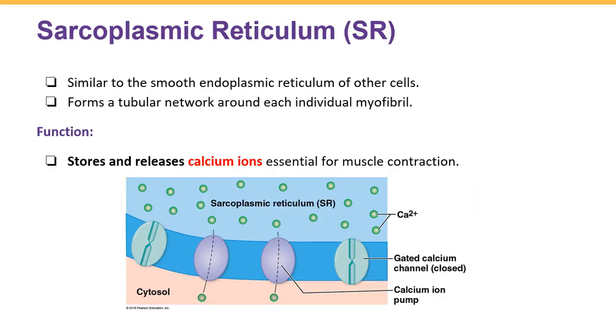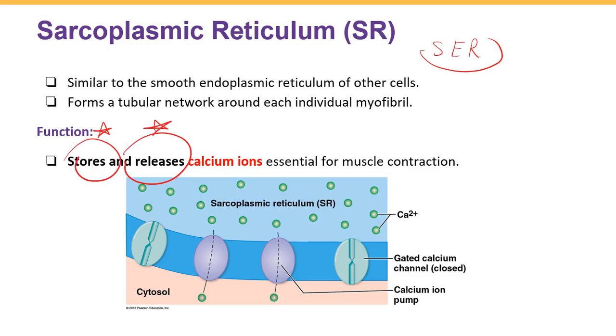The next unique structure for the muscle cell is called the sarcoplasmic reticulum. The sarcoplasmic reticulum is kind of like smooth endoplasmic reticulum, which we learned about with the organelles in the cell chapter. But the sarcoplasmic reticulum has a special job in muscle cells. It forms a tube-like network that wraps around each myofibril. And its main job in the muscle cell is to store and release calcium ions.